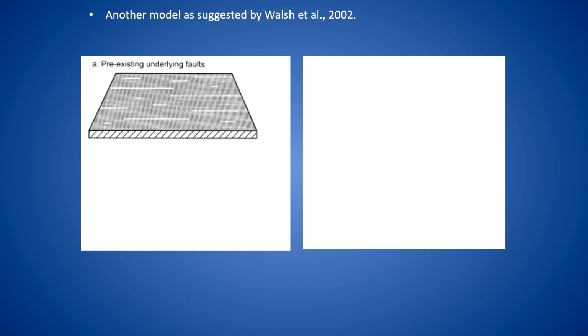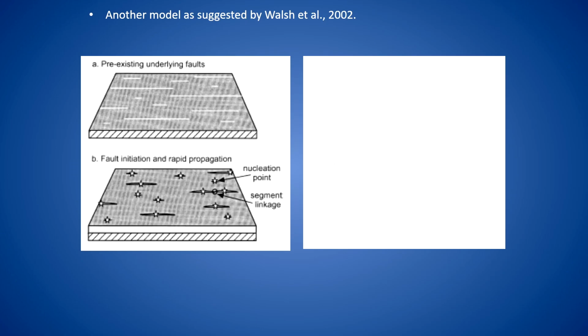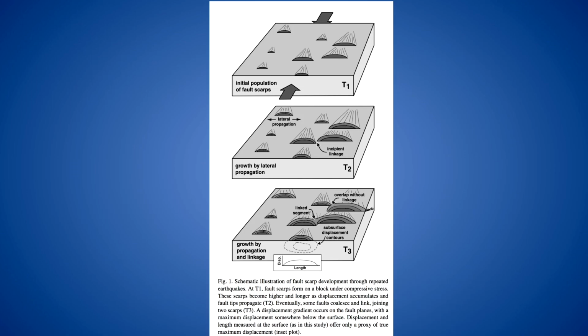There is another model given by Davis, which also talks about segment linkage. The movement or the displacement will start at a nucleation point and then laterally propagate. With lateral propagation, elevation also will be gained. This has been given by Davis, who also talks about a similar process and the linkage of the segments.